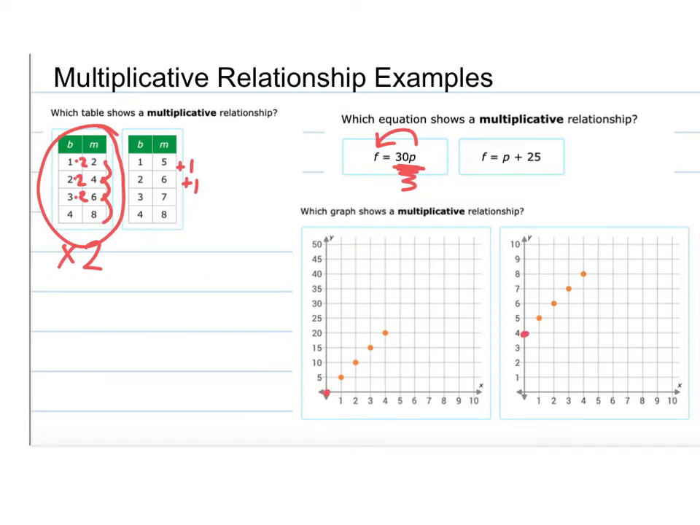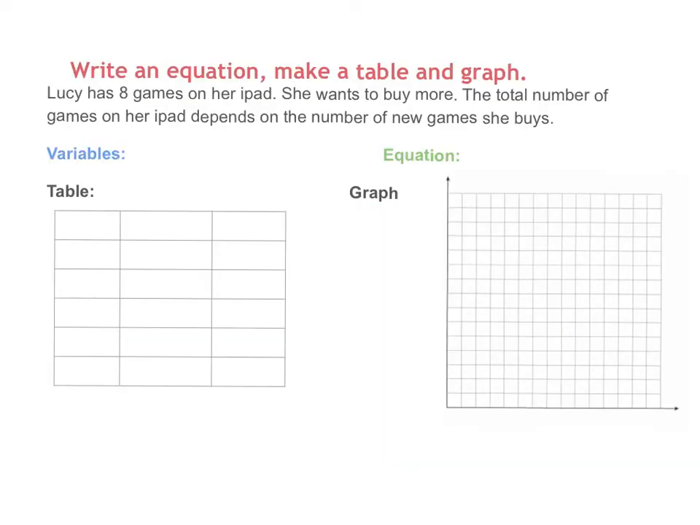So you can see my relationship is, I have 5 over 1, 10 over 2. Those are all going to be 5 times my input to get my output, whereas here it looks like we are adding again when we start at that 4, and then we're adding 1 from there. So that is multiplicative. So now we are going to tie a bunch together.